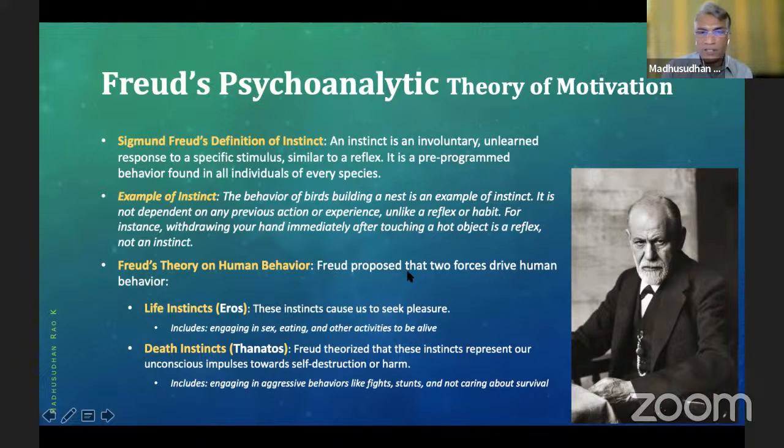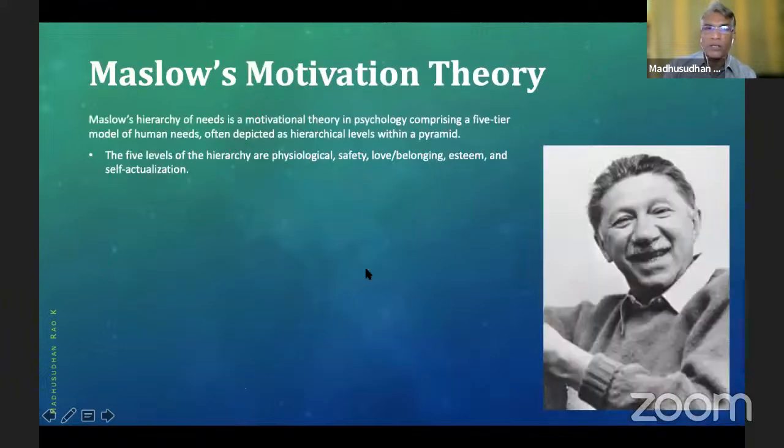So Freud's theory says life instincts are those instincts that cause us to seek pleasure. That includes engaging in sex activity, eating, and other activities to stay alive. Death instincts: Freud theorized that these represent our unconscious impulses towards self-destruction or harm. That includes engaging in aggressive behavior like fighting, stunts, and not caring about survival. If you go through Sigmund Freud's basic theory, id, ego, superego, you can understand these things. Anyway, I'm going to show you in the other slides.